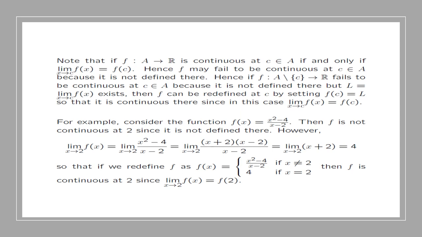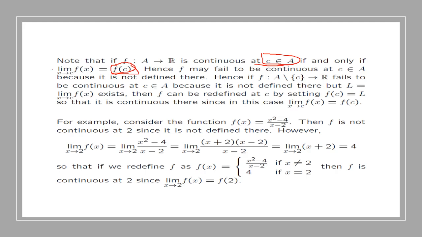Now, a function f may fail to be continuous at C because f of C is not defined. Because remember, if C is a cluster point of A, then f is continuous at C if and only if the limit as x goes to C of f of x is equal to f of C.